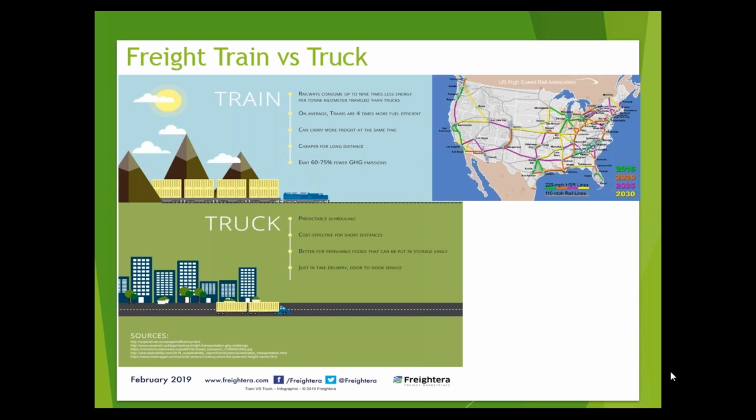And you know, on average, trains are 4 times more fuel efficient than trucks. They can carry more freight at the same time, thus be more efficient, and they're actually a major freight savings for long distances. They emit 60 to 75% fewer GHGs than equivalent trucking. So the fact that we've been able to switch that over is a big help.